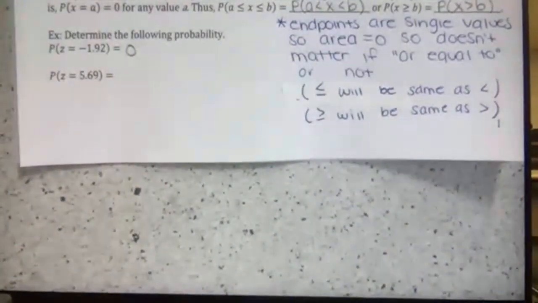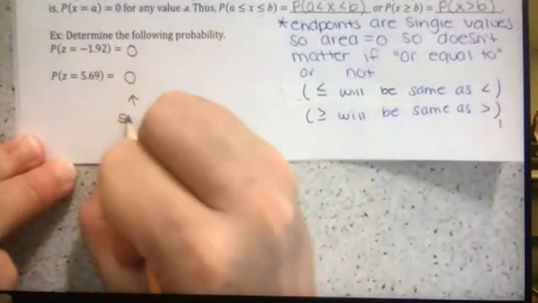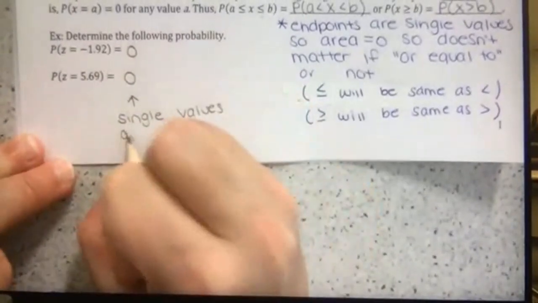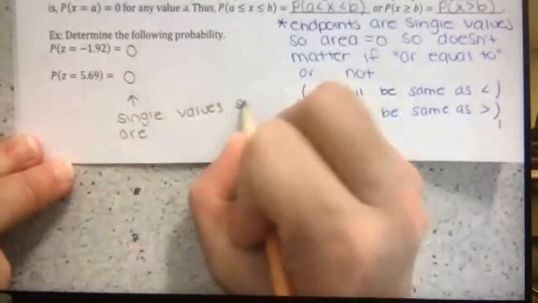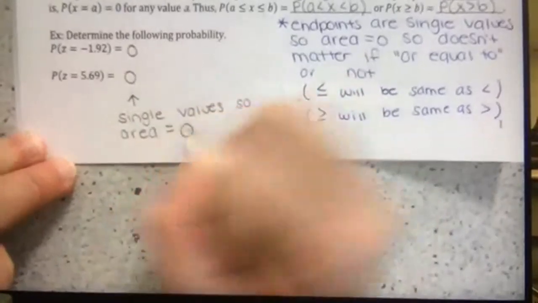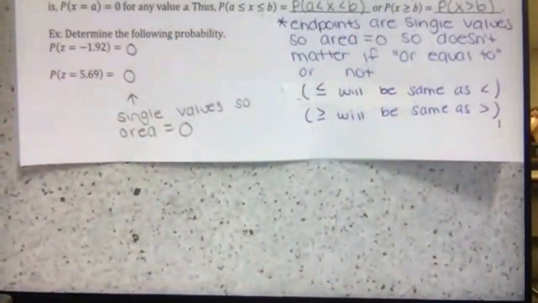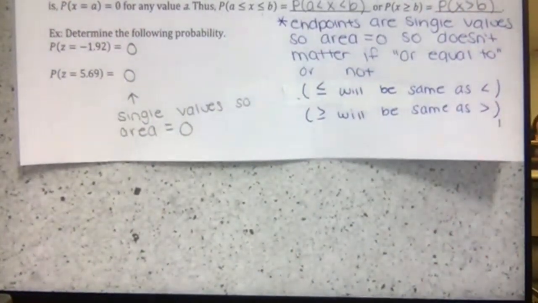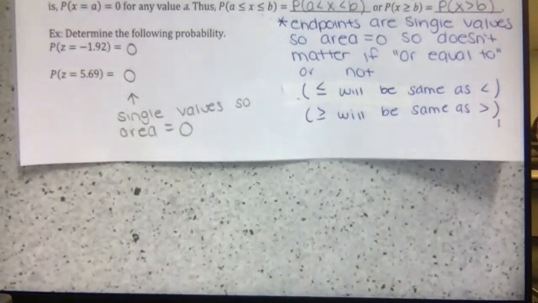Probability that Z is 5.69? 0. These are single values, so the area equals 0. If the whole test was like that, we would be good. I know, that's only page 1. Questions, comments, concerns so far?